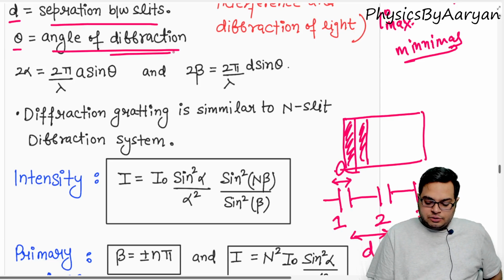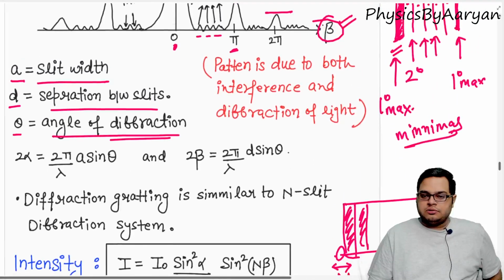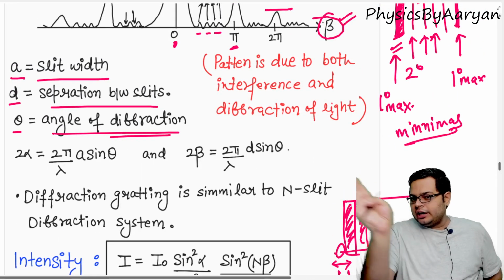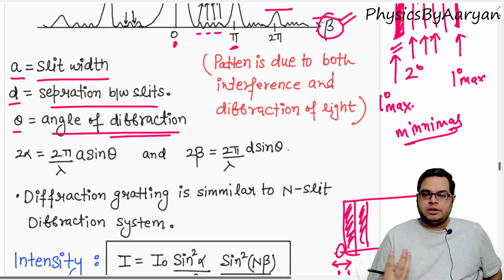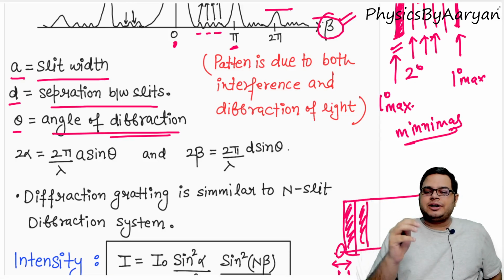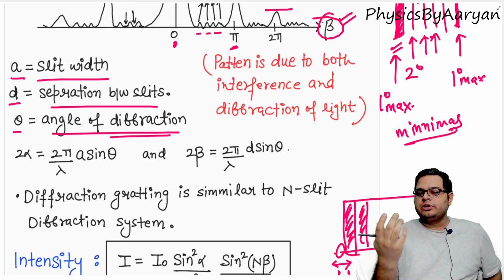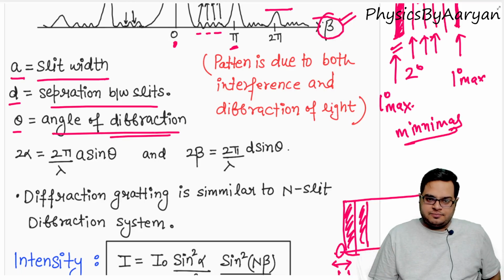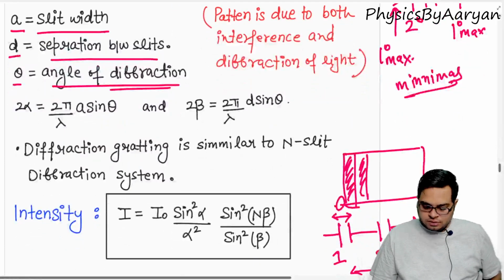Theta is the angle of diffraction. From the middle of the screen, where are you actually trying to look for your maxima or minima? You are trying to see the pattern at theta of 10 degrees, 1 degree, 2 degrees, wherever you are trying to see your pattern.